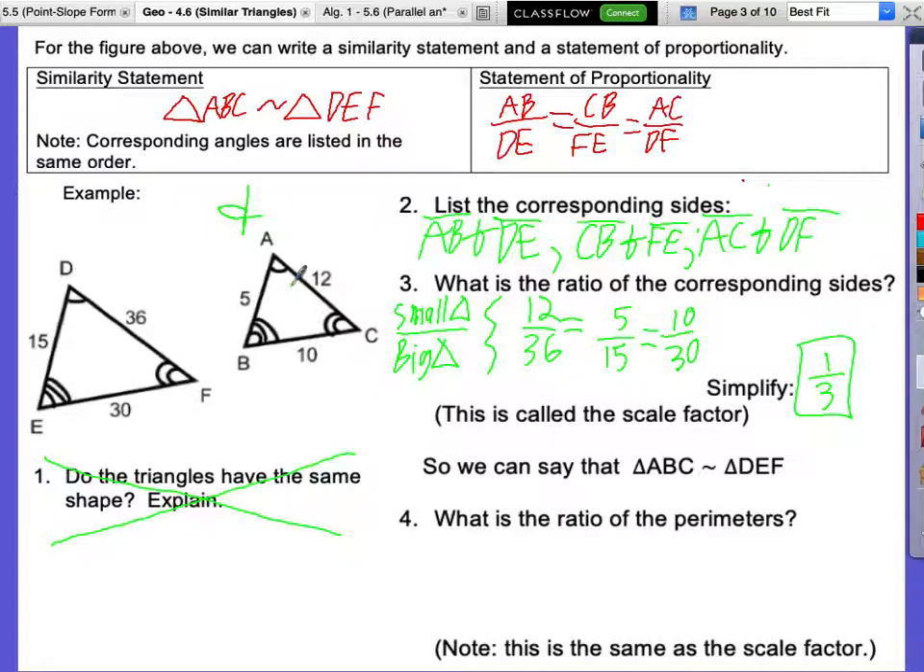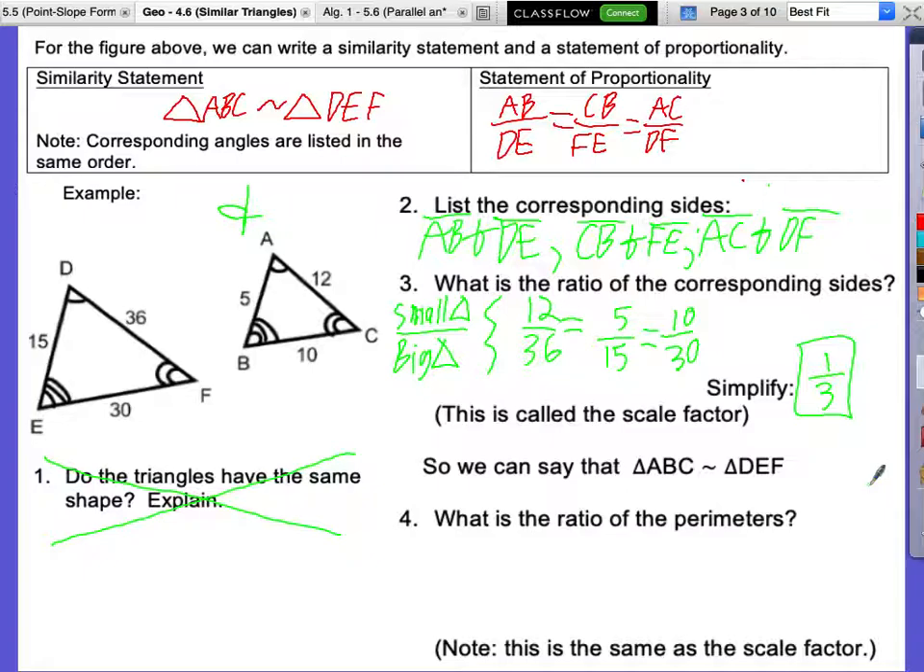How would we go from the small triangle to the big triangle? Increase it by 3, multiply it by a scale factor of 3. Because if we went big over small, we would have 3 instead of 1/3. Because we know the corresponding angles are congruent, and the ratio of the corresponding sides are equal, we can say that triangle ABC is similar to triangle DEF.